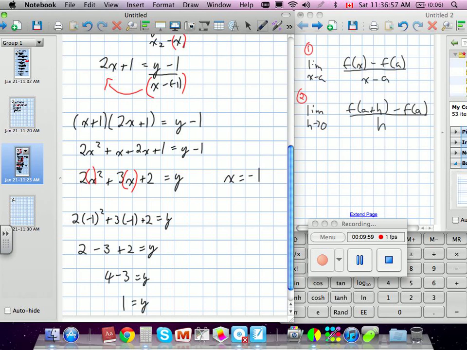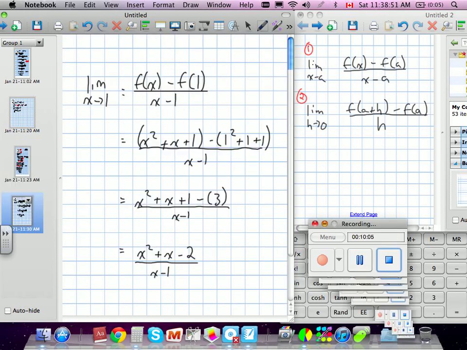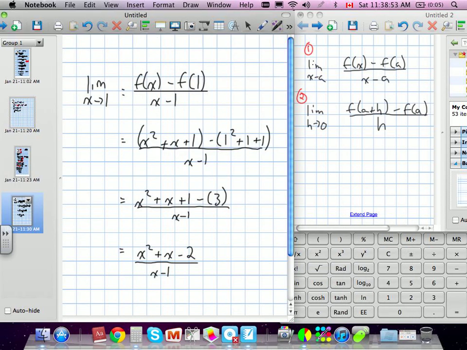We're trying the other version. When x is approaching 1, we plug it into our first formula here. f at x subtract f at 1 divided by x minus 1, because our a value is 1. Plug in the equations. We've kind of worked them out to this point here. At this point here, we're going to be factoring that number.